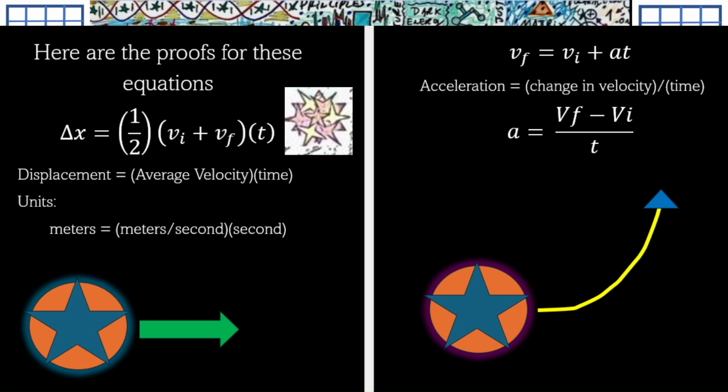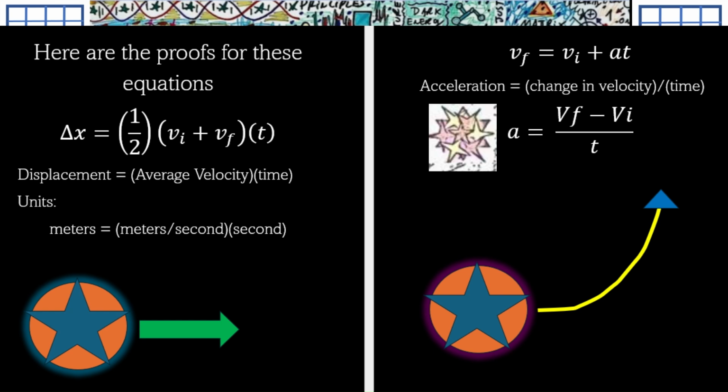Now, if we have the equation Vf equals v initial plus acceleration times time, we know that we can solve this equation for acceleration: acceleration equals v final minus v initial over time. That's acceleration, because acceleration is change in velocity over time. So if there's a change in velocity, there's an acceleration. If there's an acceleration, there's a net force that is not equal to 0.